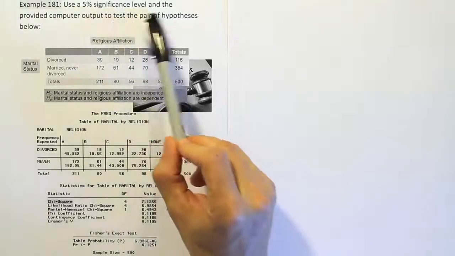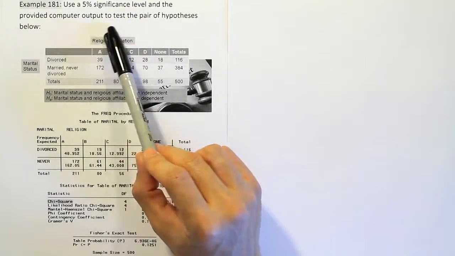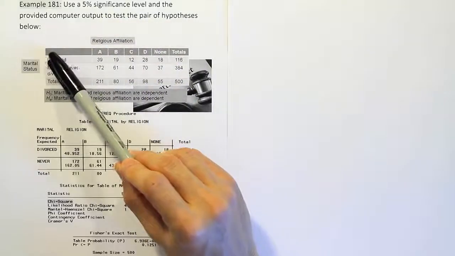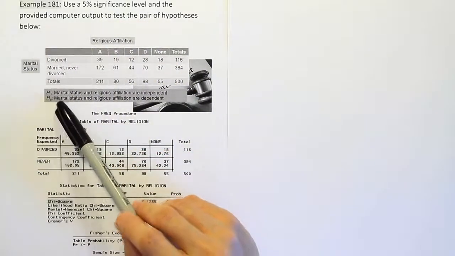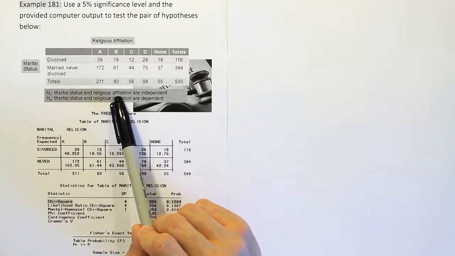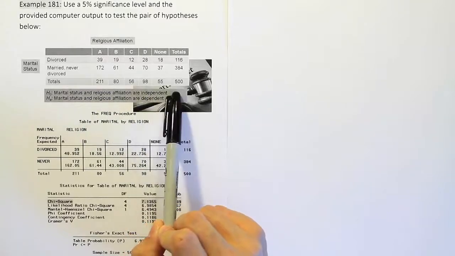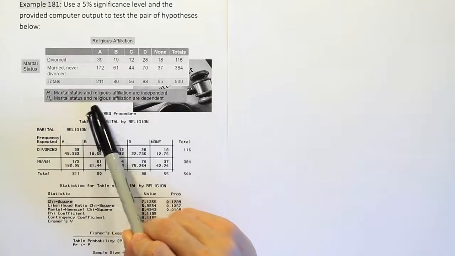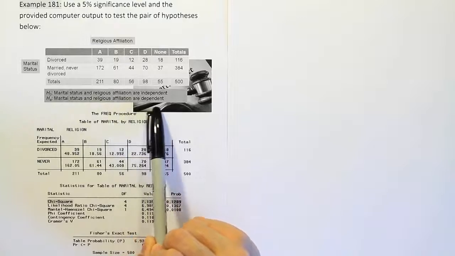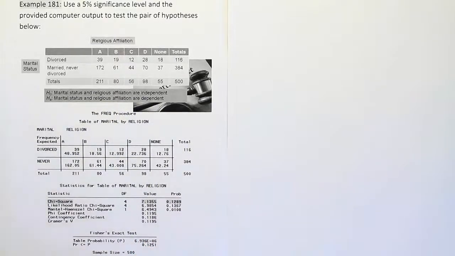Use a 5% significance level and the provided computer output to test the pair of hypotheses below. So they give us the hypotheses here. They're saying marital status and religious affiliation are independent or unrelated versus marital status and religious affiliation are dependent or related. So they're basically seeing if there's some relationship between your religion and whether you're married or divorced.